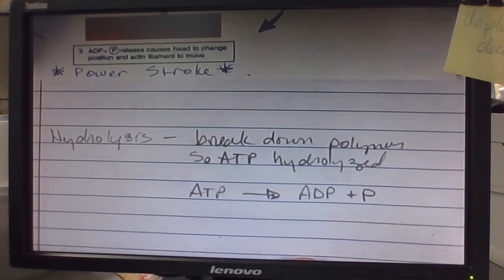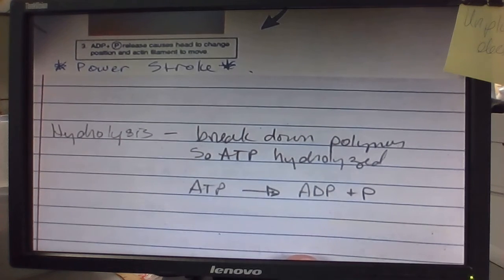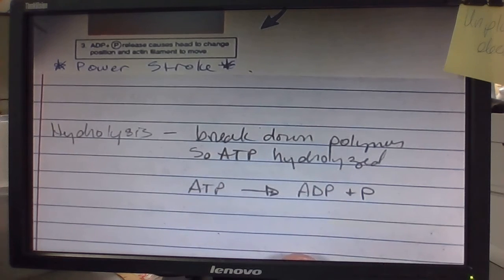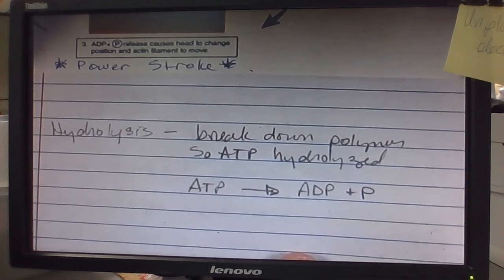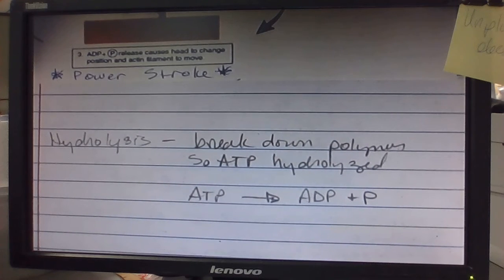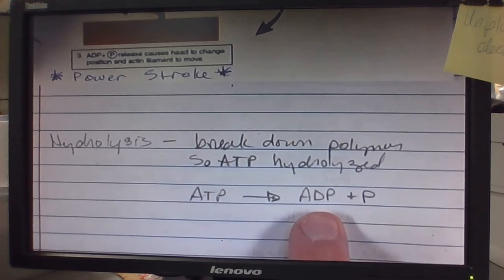Any idea what it will become if we break off another phosphate group? No. It's going to lose another phosphate group. So ATP is adenosine triphosphate. How many phosphates? ADP, how many phosphates?